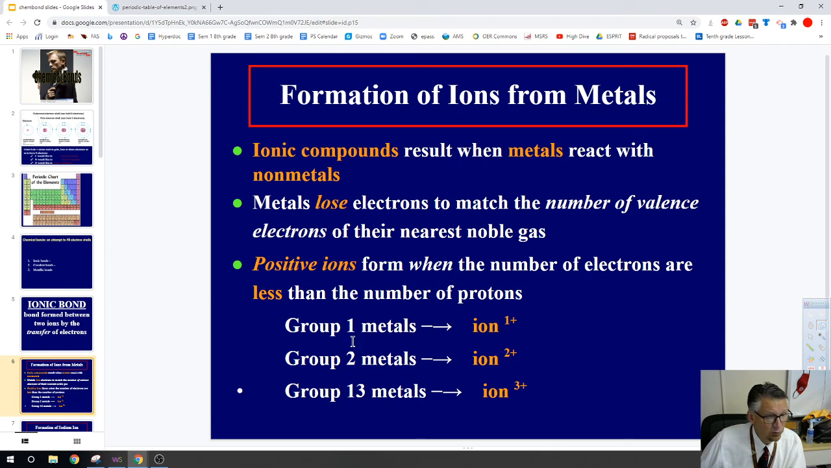And we've kind of went over this, that group 1 loses 1 electron, so it becomes a +1 ion. Group 2 loses 2 negative electrons, so it becomes a +2. And group 3 or 13 loses 3 negative electrons, so it becomes a +3.